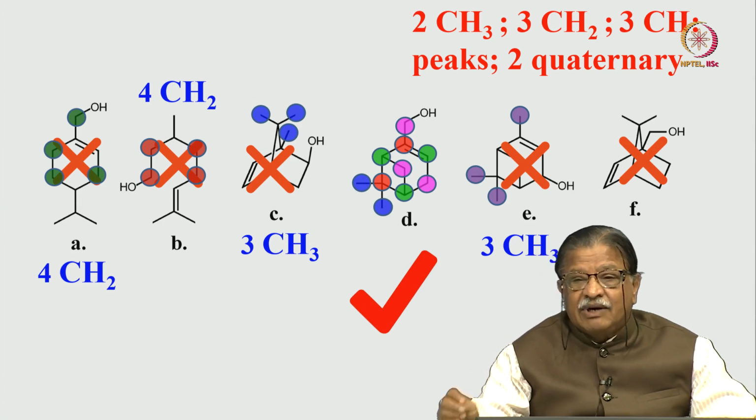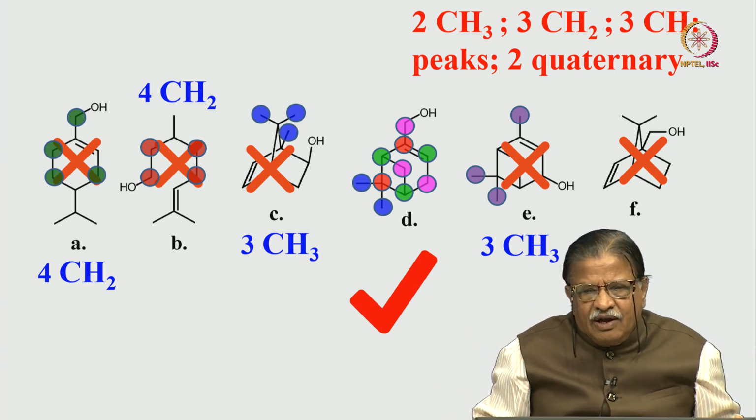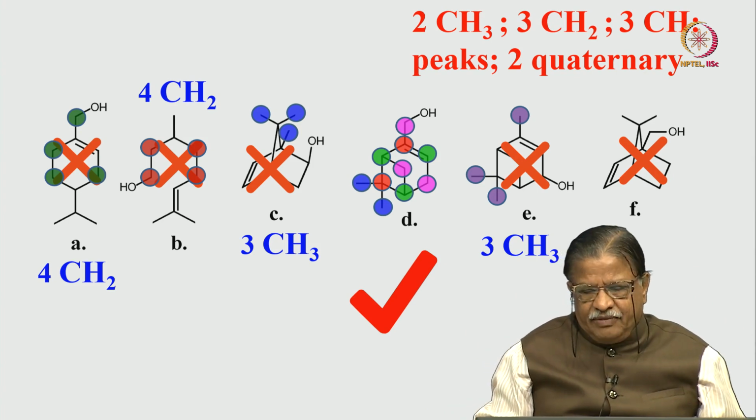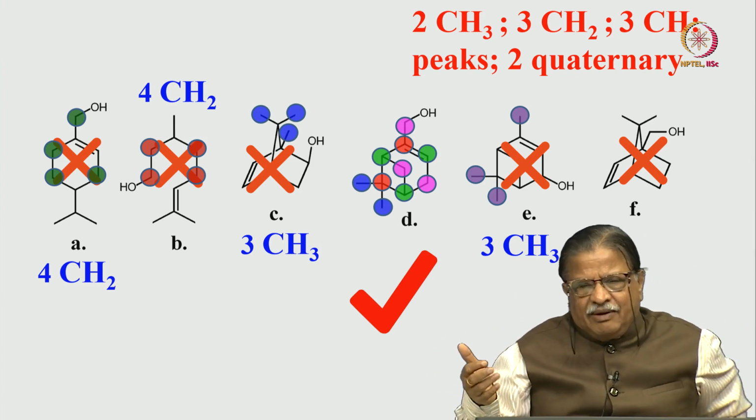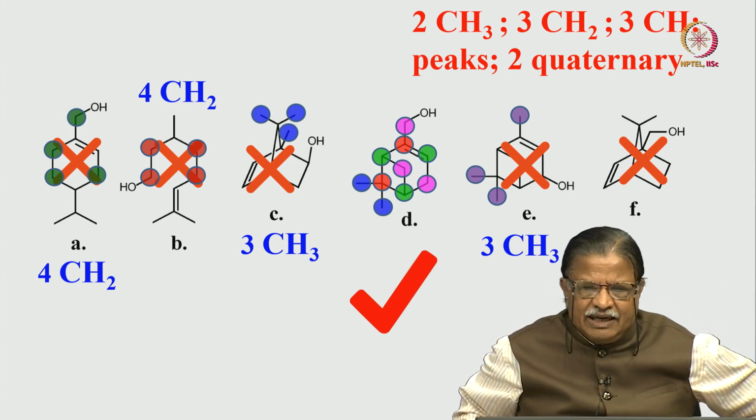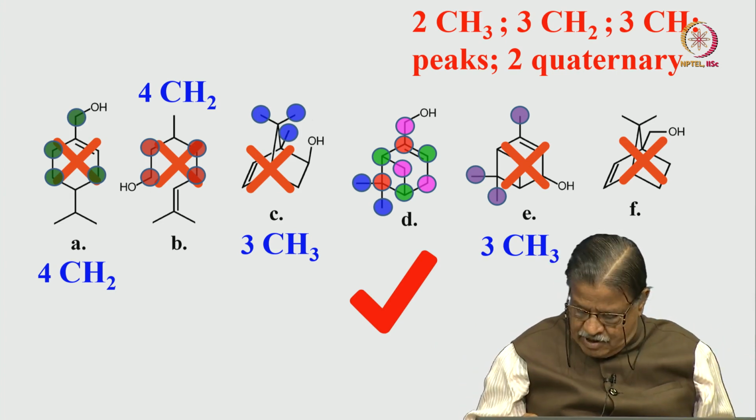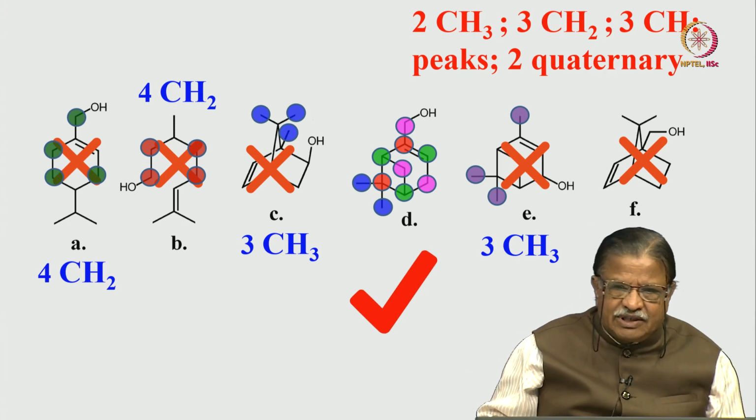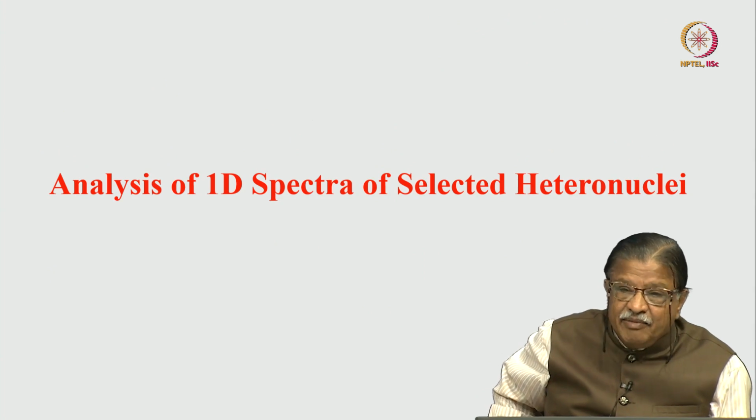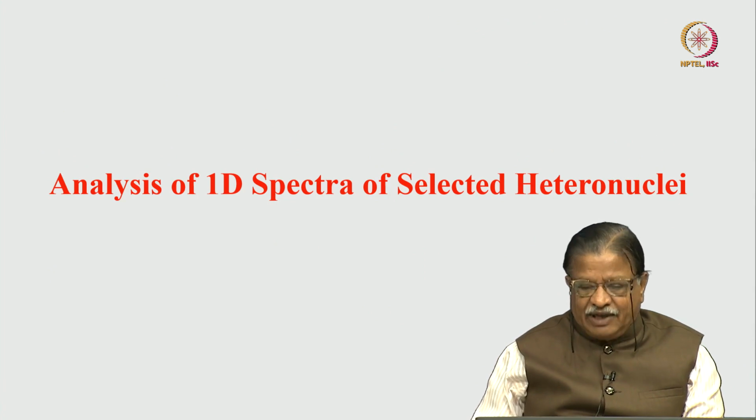So with this fairly large amount of information I have given you on carbon 13, we will continue further with the analysis of the spectra of different heteronuclei. I took an extensively long time for carbon 13 because it is another extensively used nucleus apart from proton. Other heteronuclei, some other than these two, are used in inorganic chemistry, material chemistry, etc., but not extensively used like proton and carbon. Nevertheless, we can analyze a lot of such heteronuclei NMR spectra and get some information from these. We will start with analysis of 1D spectra of selected heteronuclei.